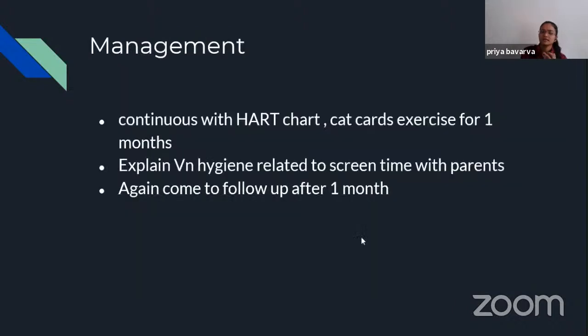Then the examiner advises the patient to continue the HART chart exercise and Hart card exercise for 1 month, and to follow up after 1 month. And the examiner explains visual hygiene related to screen time to the parents, because the child is not able to remember all those things.